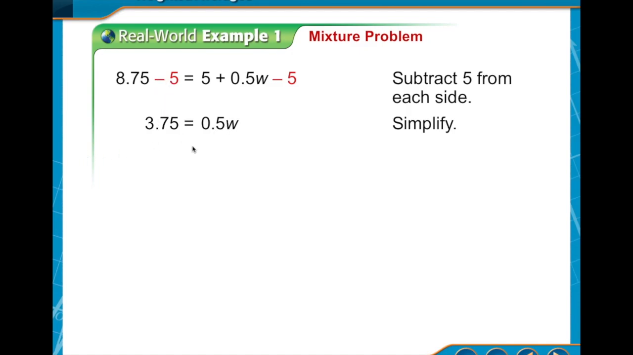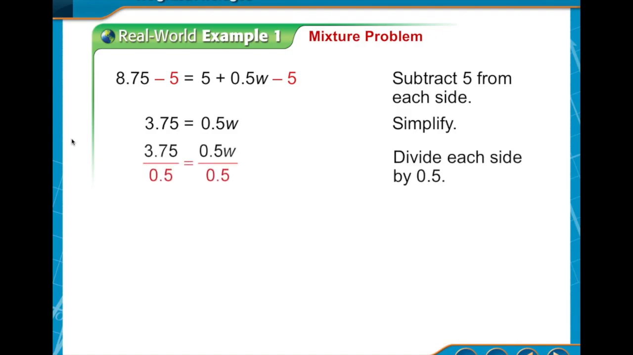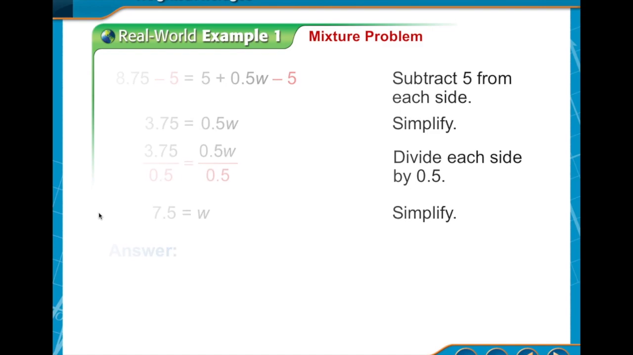Now last thing we need to do, multiply both sides by 2. And W equals 7.5. So you could multiply by 2 or divide by 1/2. It's doing the same thing mathematically. If you divide by that 0.5, same thing, W equals 7.5. So what does that mean in the context of our problem?